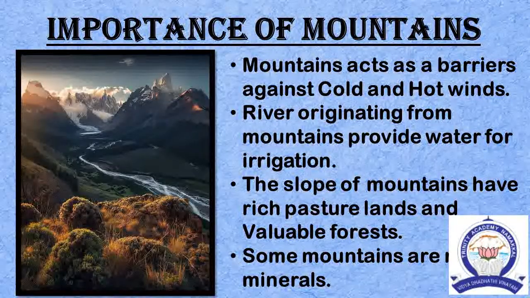Rivers originating from mountains provide water for irrigation. Children, can you tell me the rivers that originate from the mountains? Yes. River Satluj, River Brahmaputra, River Ganga. They flow in plains and make the land fertile. The slopes of mountains have rich pasturelands and valuable forests. Some mountains are rich in minerals.